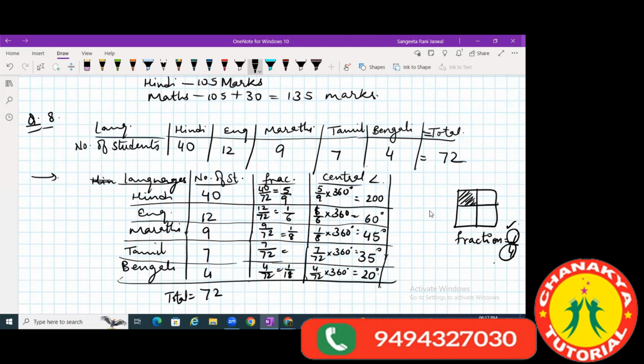Next, Tamil speaking children are 7, and the total number of children is 72. The fraction is 7 by 72. This cannot be reduced to a lower form, so this itself is the lowest form. Bengali is spoken by 4 children, so 4 by 72 is the fraction. And now to find the central angle, we multiply by 360. Whatever fraction we have got, we multiply by 360, and when we reduce it, we get these numbers.